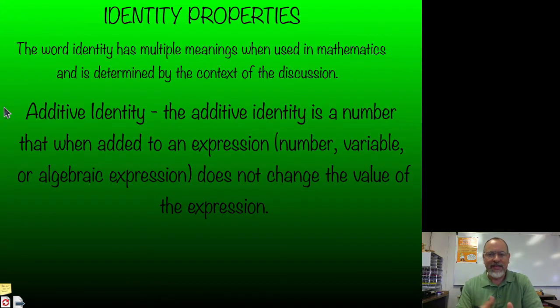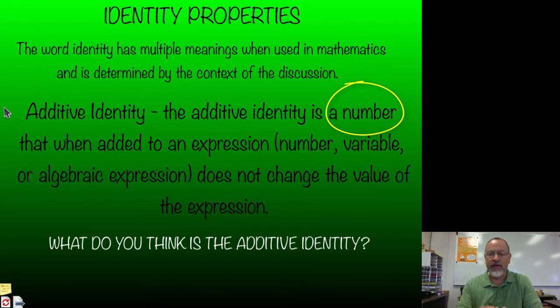Now, the additive identity is a number. It's some number that when you add this number to any expression, whether you're adding it to another number, or to a variable, or even to an entire expression, doesn't change any of those numbers, variables, or expressions. So in other words, the additive identity is a number that when you add it to any of these expressions doesn't change any of those expressions.